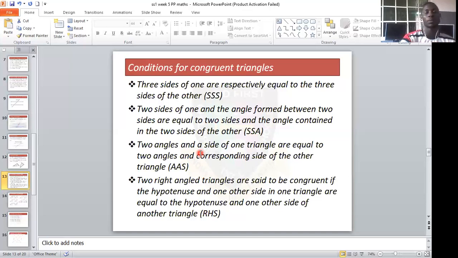The fourth is for a right angle triangle, we consider this in a right angle triangle. If the hypotenuse and one side in your triangle are equal to the hypotenuse and one side of another triangle. That is, if you have a right angle triangle, the hypotenuse and one side must be equal to those of the other triangle. That is, the hypotenuse of this triangle must be equal to the hypotenuse of this triangle, and one other side must be equal to the other side of that triangle. So look at the diagram explanation of it.